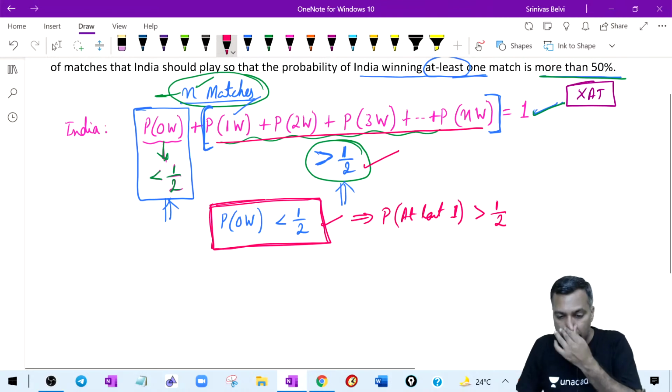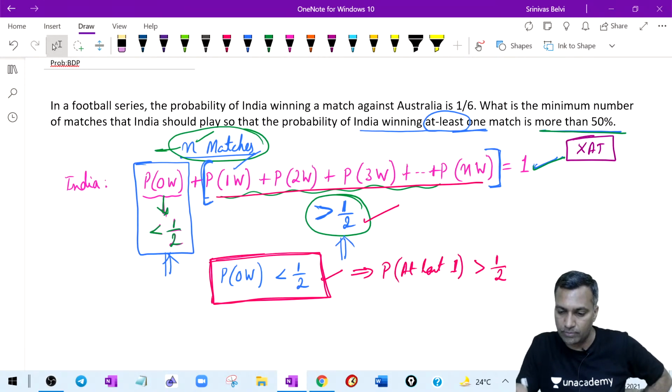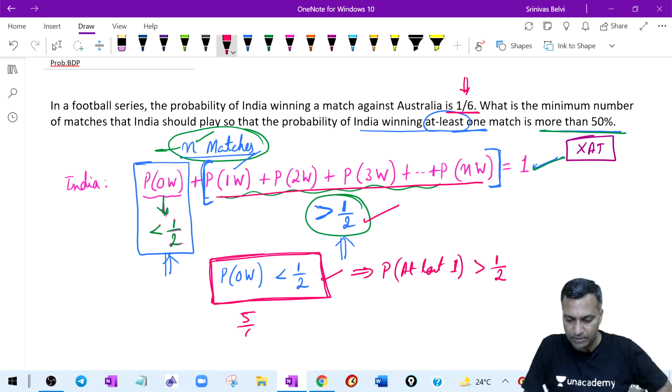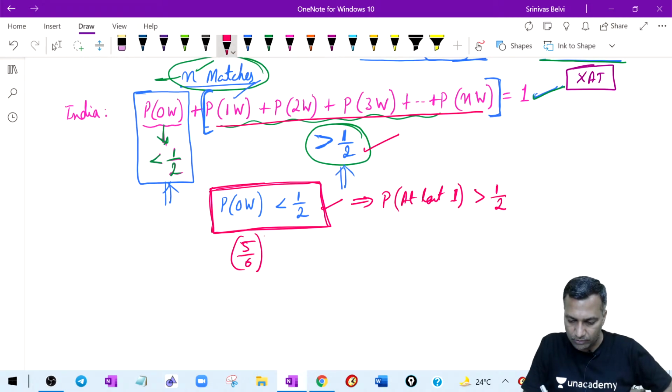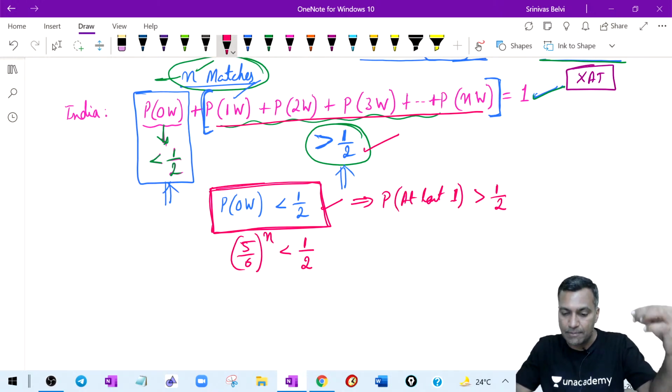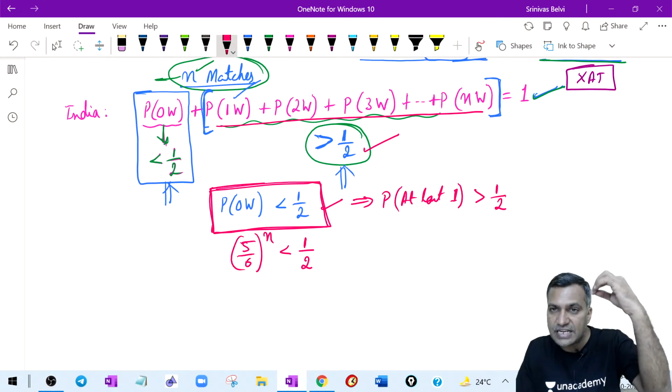What is the probability of India winning 0 matches? What is the probability of India winning? 1 by 6. Therefore, what is the probability of India not winning? Probability of India not winning is 5 by 6. 5 by 6 raised to power how many? 5 by 6 raised to power n should be less than 1 by 2, when they played n matches, and India has lost every single match.